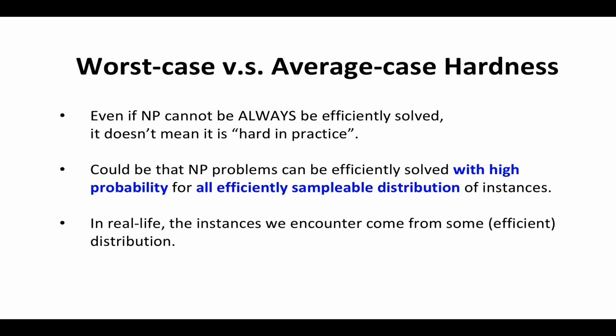So rather than trying to solve these NP problems in the worst case, we consider some sampled instances. We're wondering whether, when I sample instances from some efficiently samplable distribution, the problem is still hard to solve. And it could just be the case that in real life, the instances we encounter turn out to be easy.